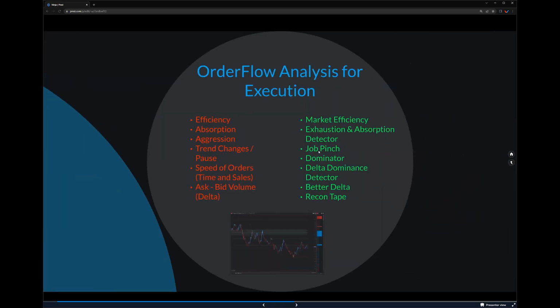So kind of going back here to the list, then we look for trend changes, pauses in the auction, speed of orders, so the speed of orders coming in on the time and sales, and then finally ask minus bid volume, so looking at delta. So where do we marry up with these components? One is market efficiency. The next one is EAD, exhaustion absorption detector, which we just looked at. The Job pinch looks for trend changes and potential pauses in the auction, potential reversals, et cetera. And then Dominator is the speed of tape, right? So we're looking at the speed of the ask volume and the bid volume and doing tons of comparisons to identify who's ultimately coming in and aggressing into the market. And then for ask minus bid volume, so delta, we have delta dominance detector, better delta recon tape, and then finally delta map, which we'll cover here in just a moment.